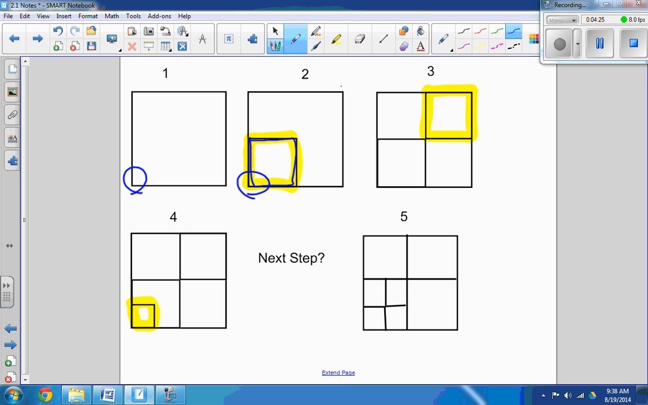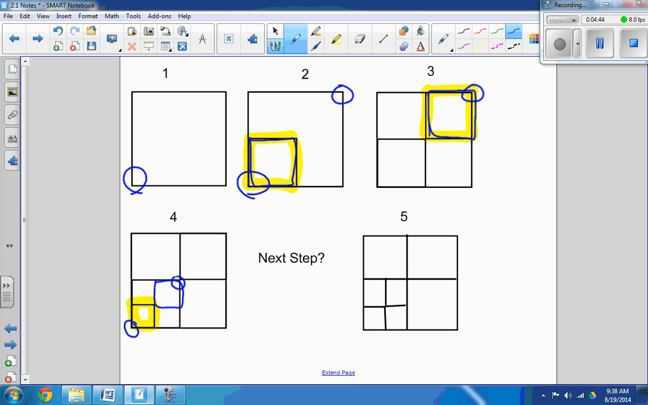I then, in the opposite corner, I added another square. Then I went to this small corner, and I added that square. So I'm going to go with this corner and add this small square. That's my logic.